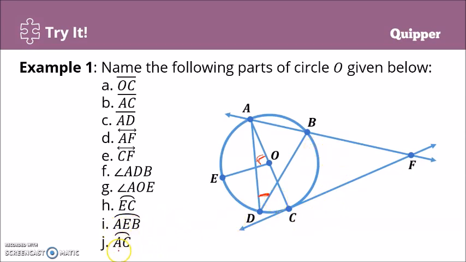Letter J, arc AC. Arc AC could be a minor arc because it has only two letters. It could also be a semicircle. Let's find out. Arc AC, A then C. Oh, so it's a semicircle. It's half of the circle. How do we know it's half of the circle? Because its endpoints, its ending, form a diameter. AC is a diameter, so its arc is a semicircle.